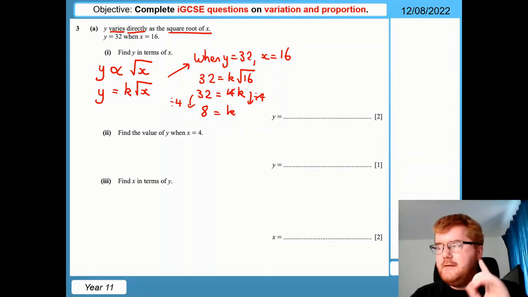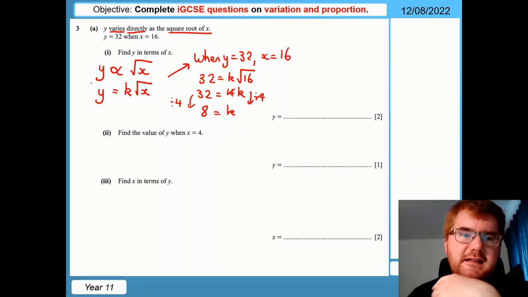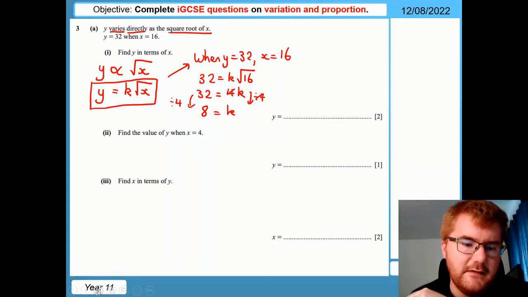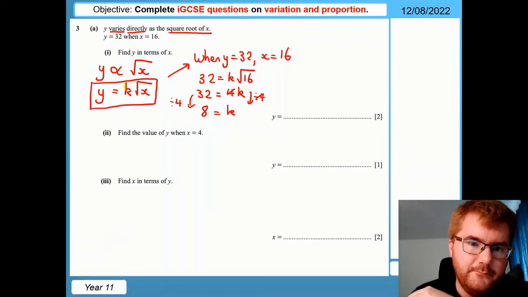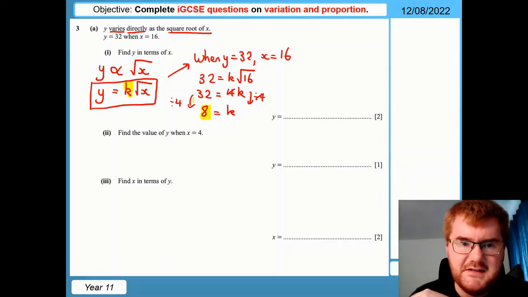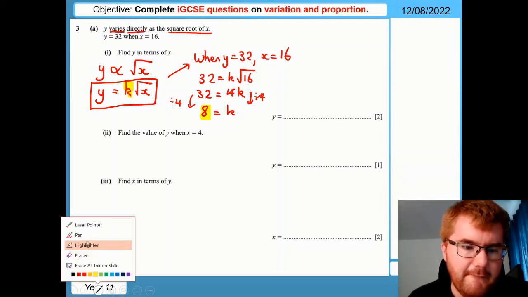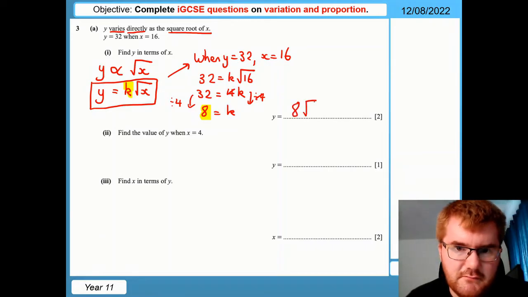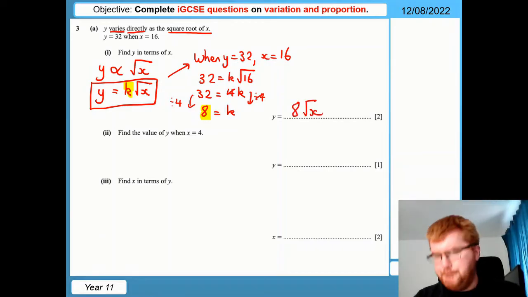And don't forget that very last step here. We take that initial formula, and now we replace the k in that formula with what we just worked out, which is 8 in this case. So our final answer for the 2 marks is y equals 8 root x, like so.